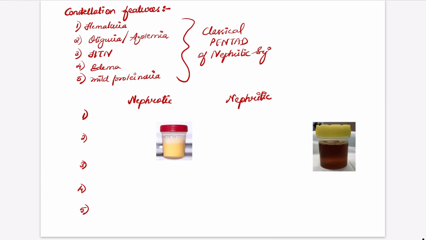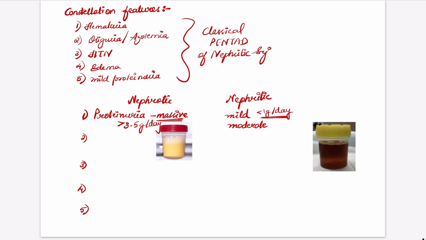Yes. So let us understand the differences between the nephrotic and nephritic syndrome now. In nephrotic syndrome, proteinuria is definitely present, and it is massive, more than 3.5 grams per day. Whereas in nephritic, there is mild proteinuria. Mild means less than 1 gram per day, as in this given question, it is less than 1 gram per day, mild proteinuria.